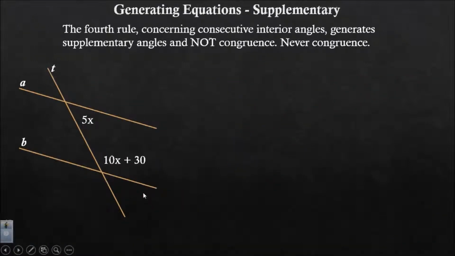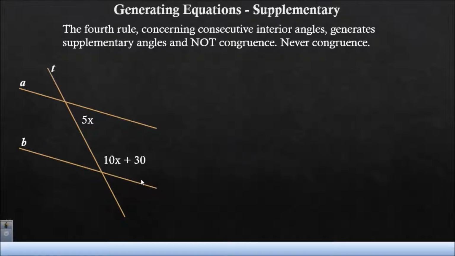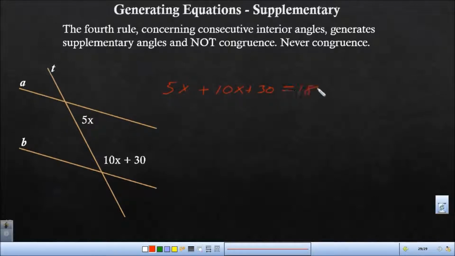Alright, so here's this next one. Okay, again, A is parallel to B, and T is a transversal of A and B. These are consecutive interior angles, so they're not equal to one another. This is something like 5x plus 10x plus 30 equals 180. You can see the two individual angles here. 5x is the top angle.